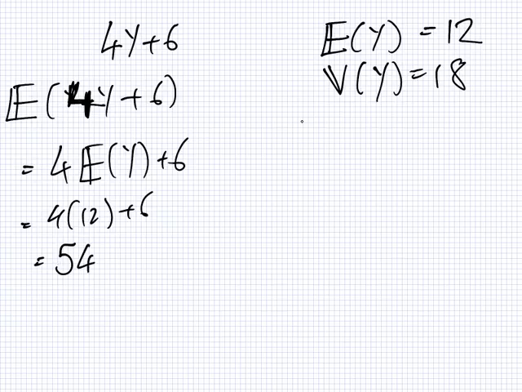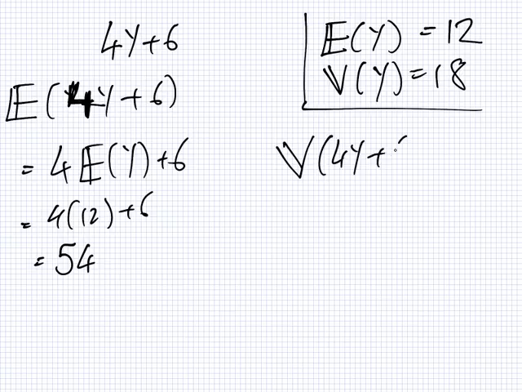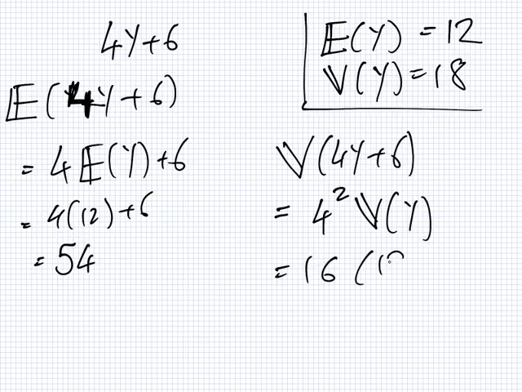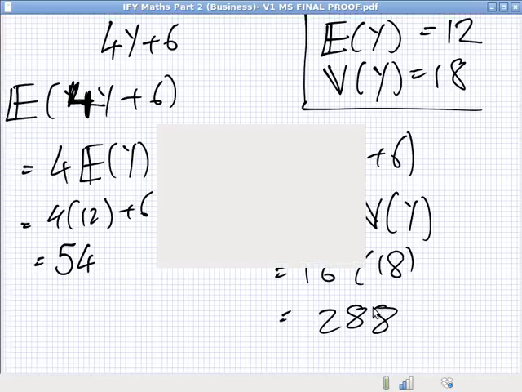And then we want the variance of 4y plus 6. I don't know if anyone remembers this one. It's 4 squared times the variance of y, and we don't care about the 6. So the answer is 16 times 18, which is 288. Let's just check the answer there. Yeah.